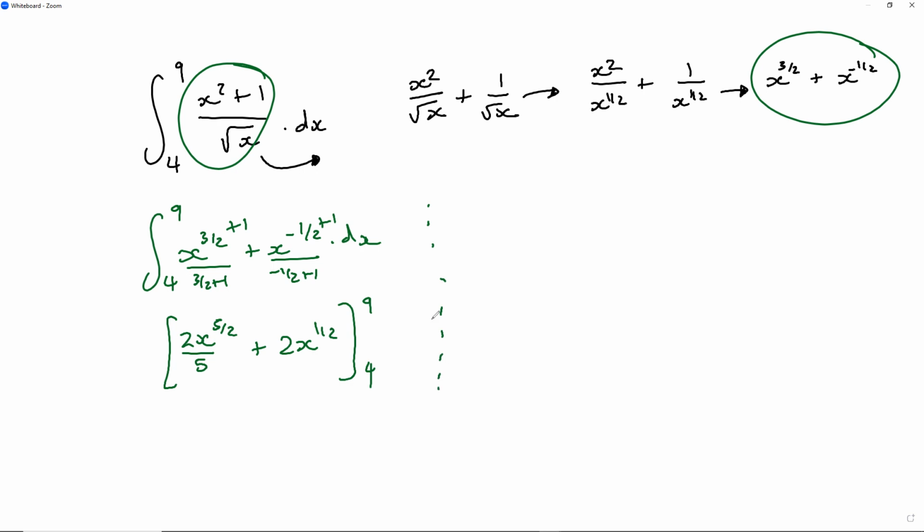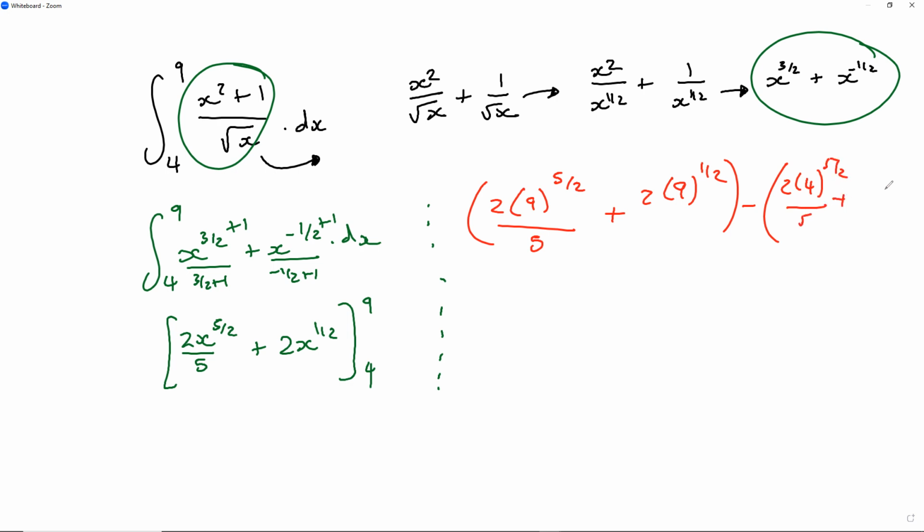What I need to do now is substitute the 9 first into the expression. So we're going to have 2 bracket 9 to the 5 over 2, over 5, plus 2 bracket 9 to the half. And once I get that, I'm going to subtract what I get when I substitute 4 in there. So 2 bracket 4 to the 5 over 2, over 5, and 2 bracket 4 to the half.